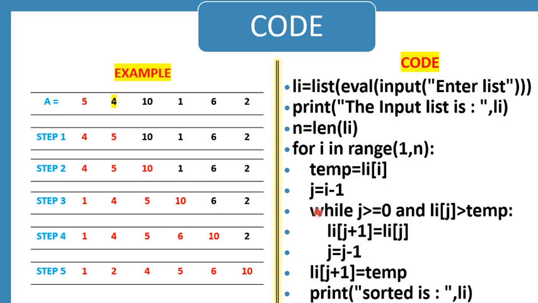And now that we know the second loop will be in decreasing order, we will decrement j by 1. And after that loop, if we have reached index 0, because the condition is greater than or equal to 0, and still we don't find a place for temp, then we will place temp at li[j plus 1]. At the end we will print the sorted list. So this will be the complete code for insertion sort.